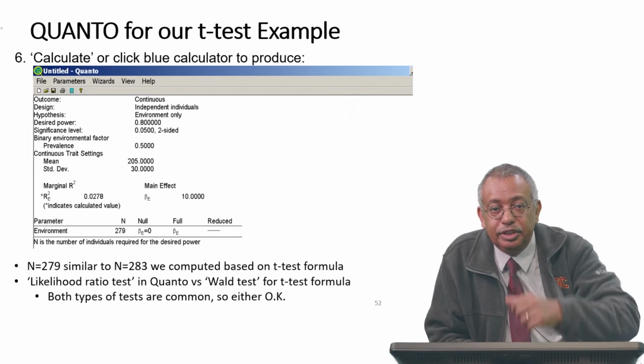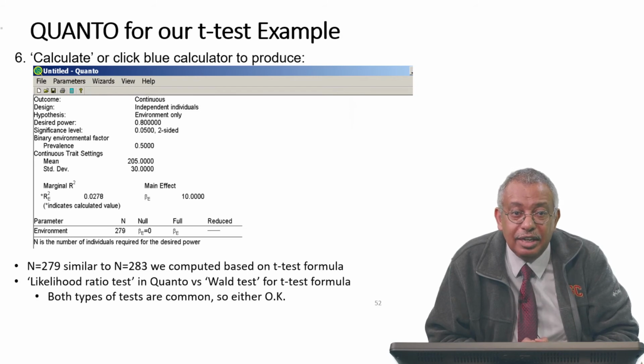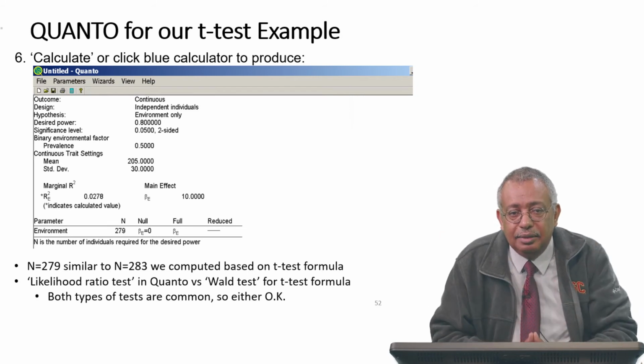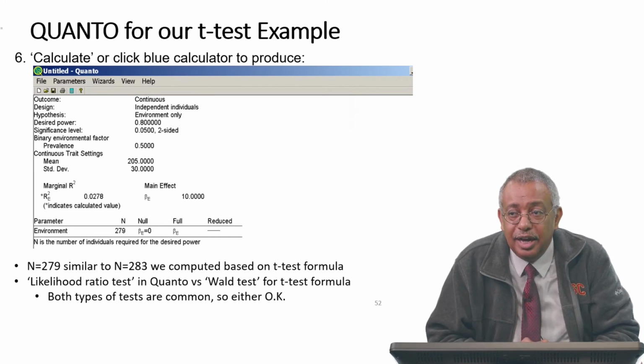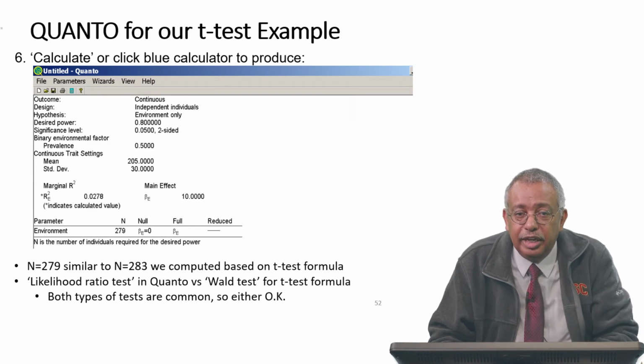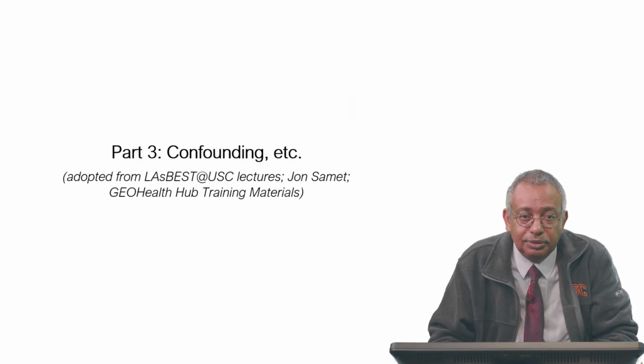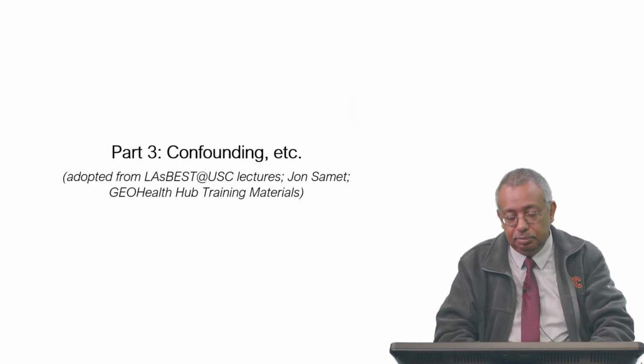And here also, it gives you an N of 283. In fact, in this case, it gave you 279, but this could be due to the type of tests that are underlying the development of this software. But essentially, you end up with ballpark similar numbers. So this is kind of a proof of principle.